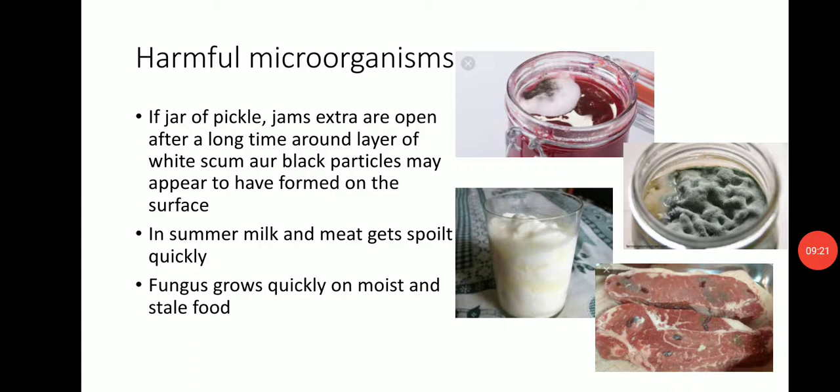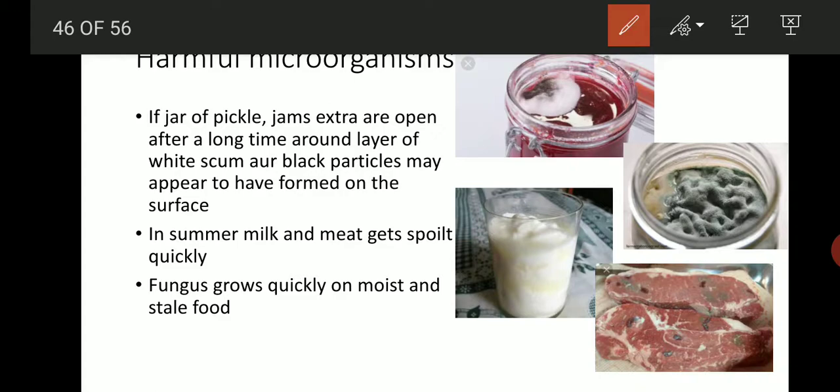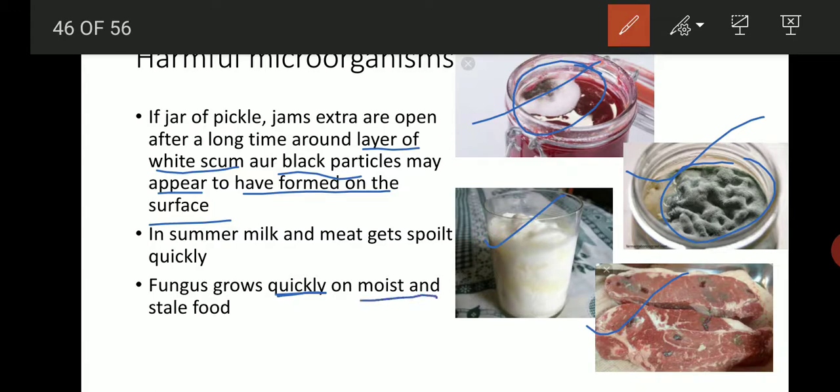Now let us study about harmful microorganisms. If jars of pickles or jams, that is murabba, etc., are opened after a long time, a round layer of white scum or black particles may appear to have formed on the surface. You can see here it is displayed on the screen. In summer, milk and meat get spoiled quickly. Fungus grows quickly on moist and stale food.